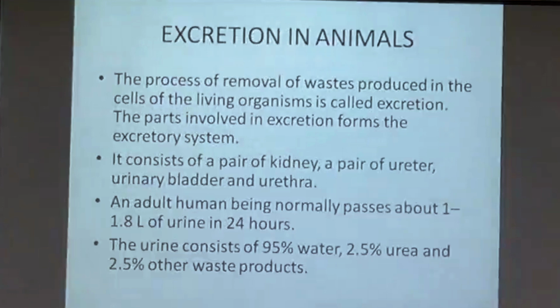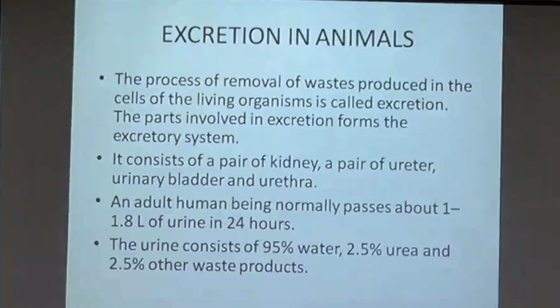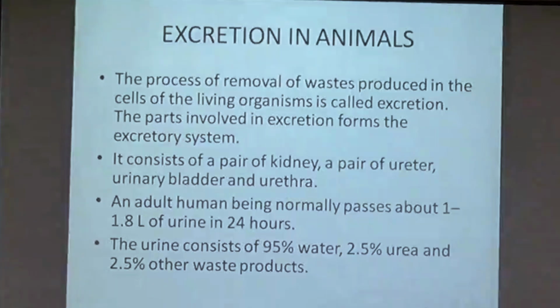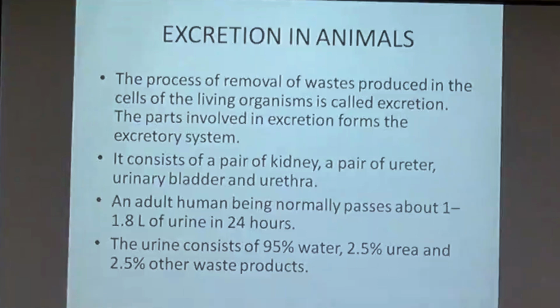Now the next topic is excretion in animals. The process of removal of waste produced in the cells of the living organisms is known as excretion. The parts involved in excretion form the excretory system. It includes a pair of kidneys, a pair of ureters, urinary bladder and urethra. An adult human being normally passes about 1 to 1.8 liters of urine in 24 hours. And the urine consists of 95% of water, 2.5% urea and 2.5% other waste products.